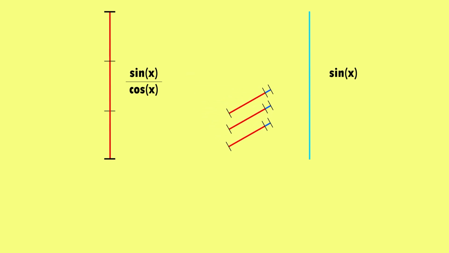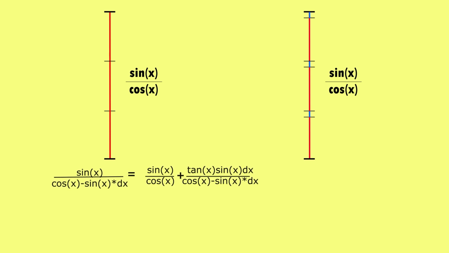If we fill the sine side with the same number of resized cosine sides as when the angle was x, we get the number to be equal to sine x divided by cosine x. However, there's still some uncovered length on the sine side. For each red part, there's a corresponding blue part, totaling tangent x blue parts, each with a length of sine x times dx. This gives a total uncovered length as tangent x times sine x times dx.